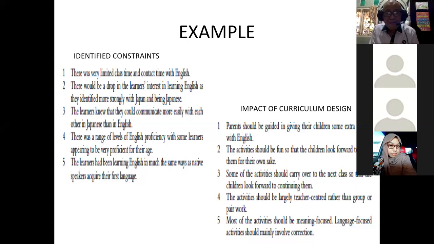Okay, so far, if you have any questions about how we address the constraints that we identify in our analysis of the situation or the environment. This is in terms of learners. This is an example from a Japanese curriculum developer, and they try to identify the constraints in terms of learners. And then the impact on the curriculum design is presented in this way.